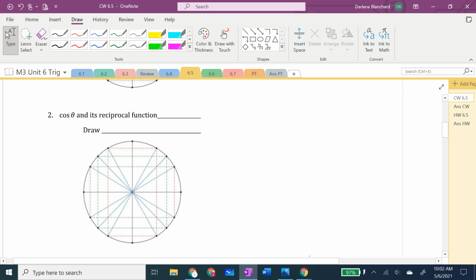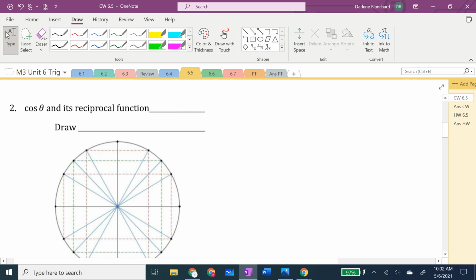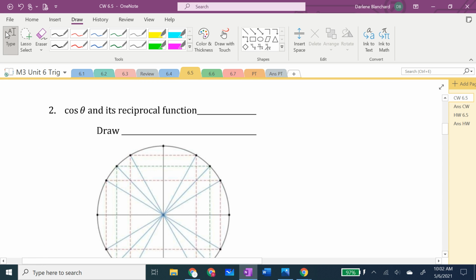Now, who is cosine's reciprocal? Which function is cosine's reciprocal? Secant. Yes.